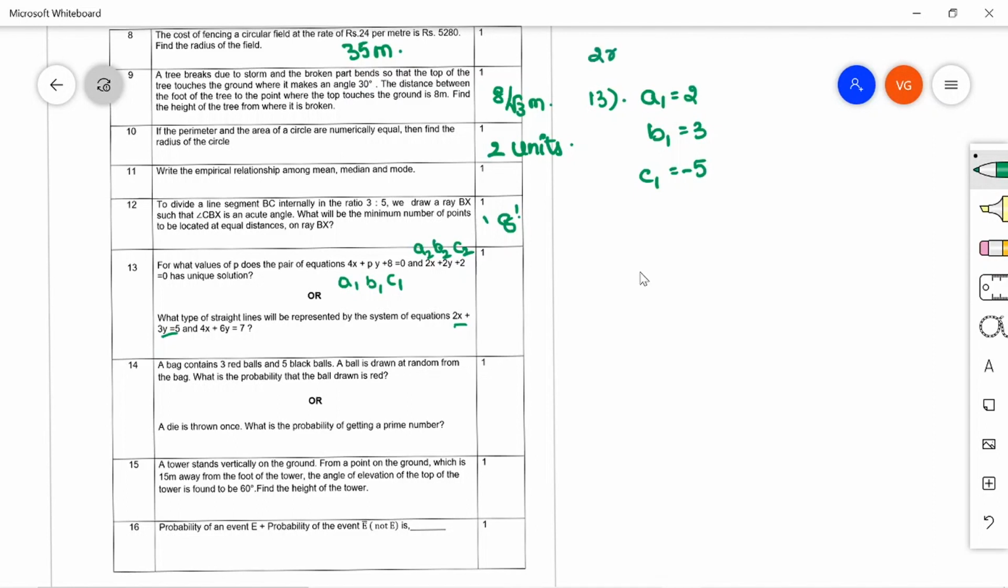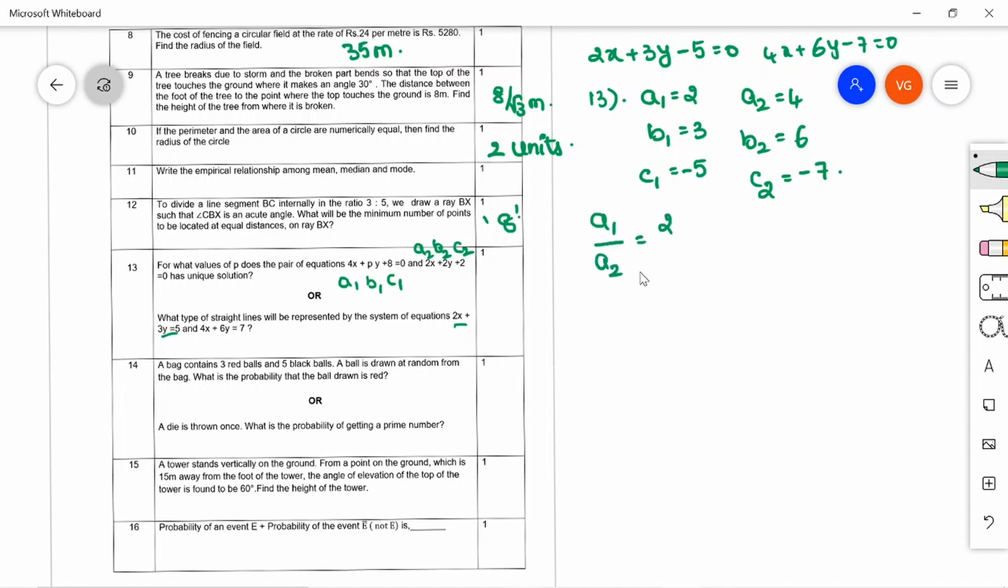If you write it, you will get 2x plus 3y minus 5 is equal to 0, and then the second equation 4x plus 6y minus 7 is equal to 0. Then a2 is equal to 4, b2 is equal to 6 and c2 is equal to minus 7. So we'll check the conditions. First find out the ratios. a1 by a2 is equal to 2 by 4, b1 by b2 is equal to 3 by 6, and c1 by c2 is equal to minus 5 by minus 7.